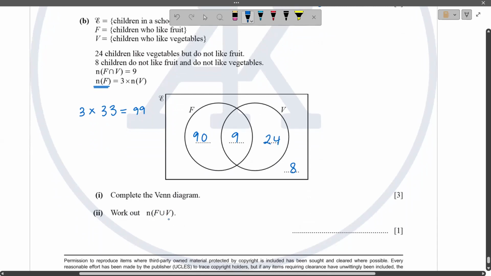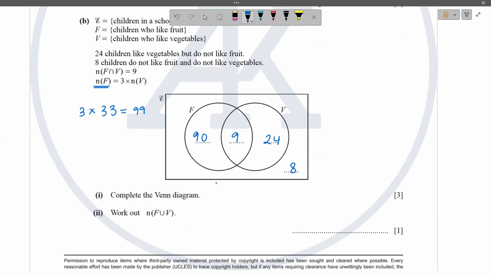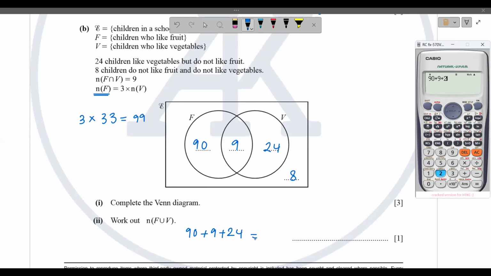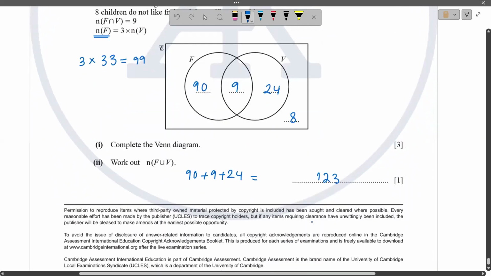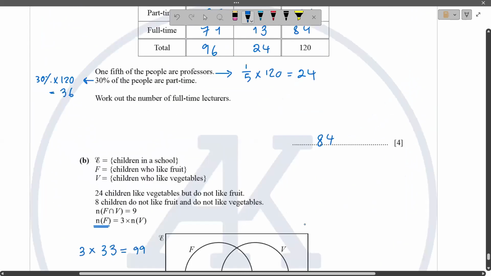Part (ii), work out n of F union V. F union V means 90 plus 9 plus 24, which is equal to 123. And that's it.